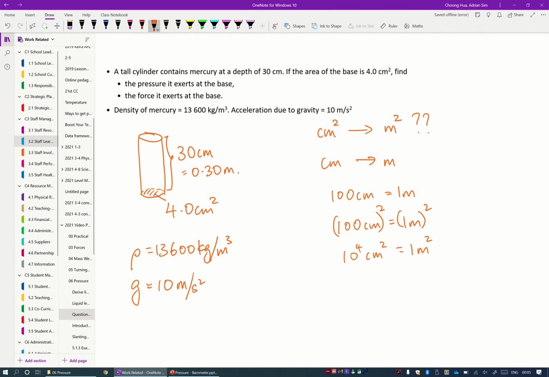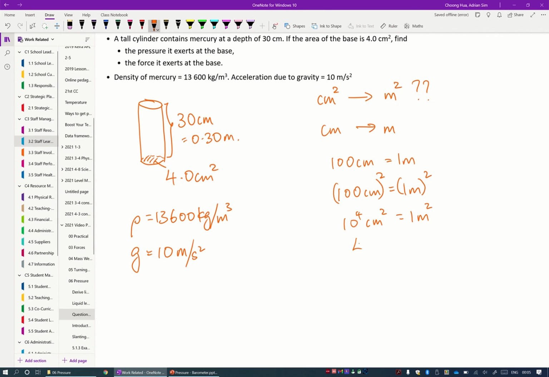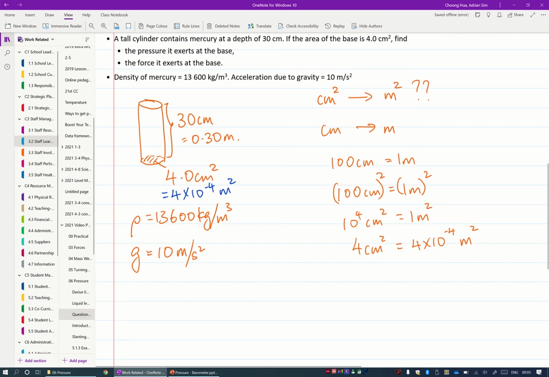And so if 10 to the power of 4 cm square equals 1 meter square, 4 cm square equals 4 times 10 to the power of minus 4 meter square. So immediately write inside, this equals 4 times 10 to the power of minus 4 meter square. So now that we have all the numbers in place, how do we calculate the pressure that is exerted at the base?